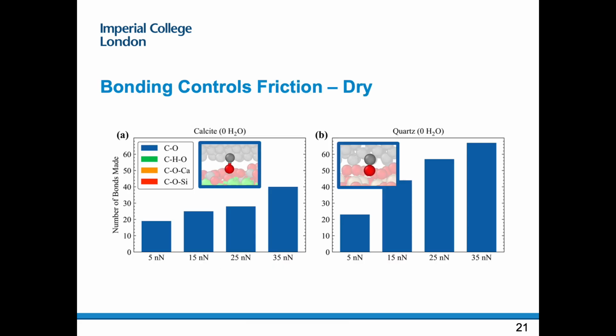Here we can see the steady state number of interfacial bonds for the dry systems. We observe only one main interfacial bond, which is between the diamond tip and an oxygen atom in either the quartz or calcite substrate. There is negligible bonding between the tip and silicon in quartz, or calcium and carbon in calcite. We can see a greater number of interfacial bonds for diamond on quartz, which results in the higher friction we saw previously.